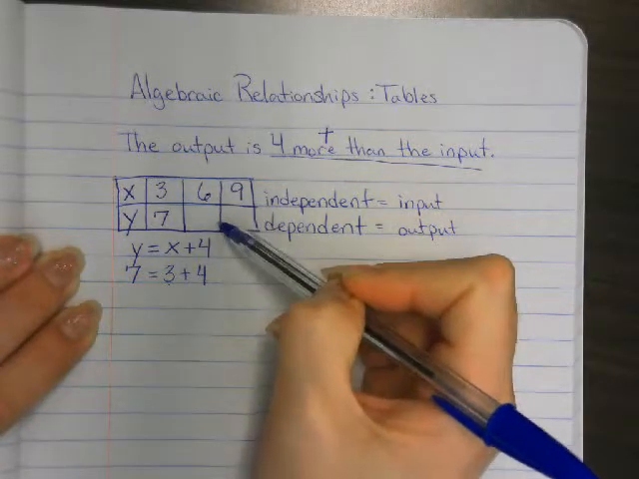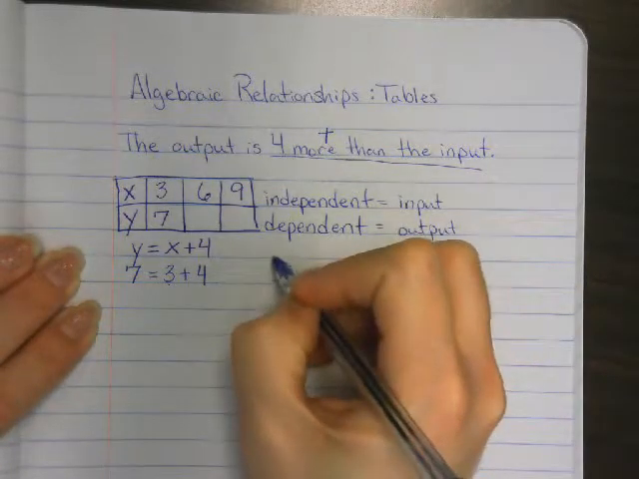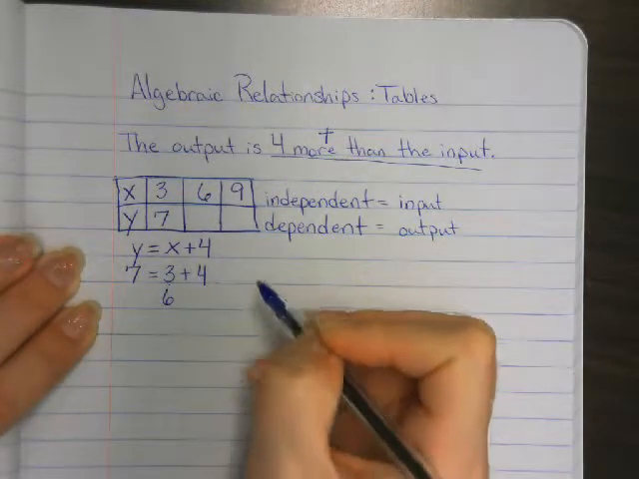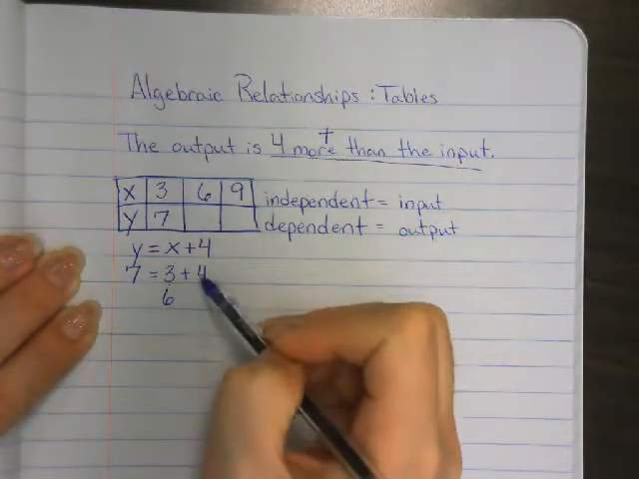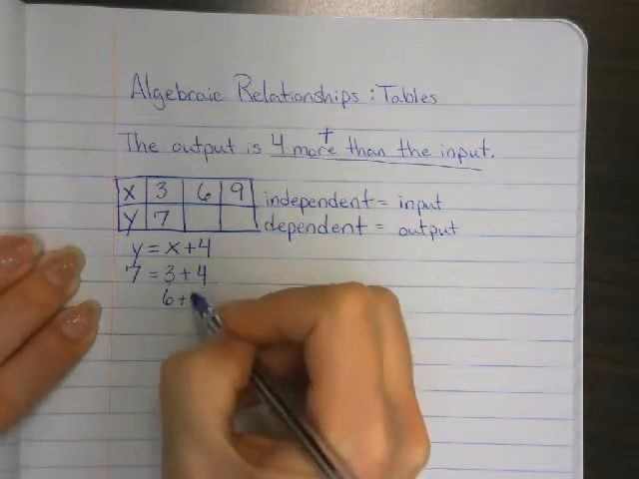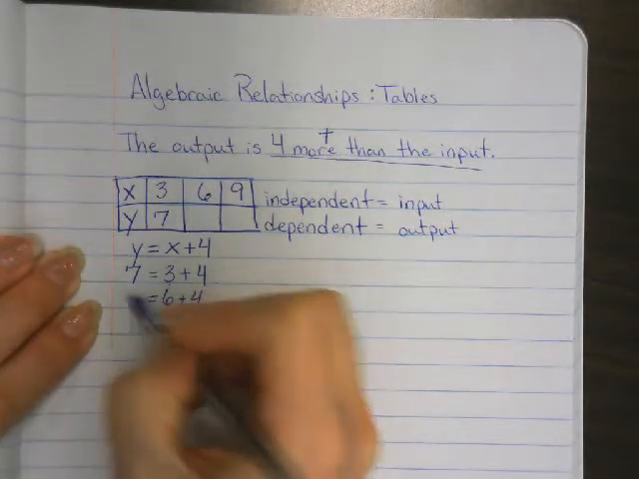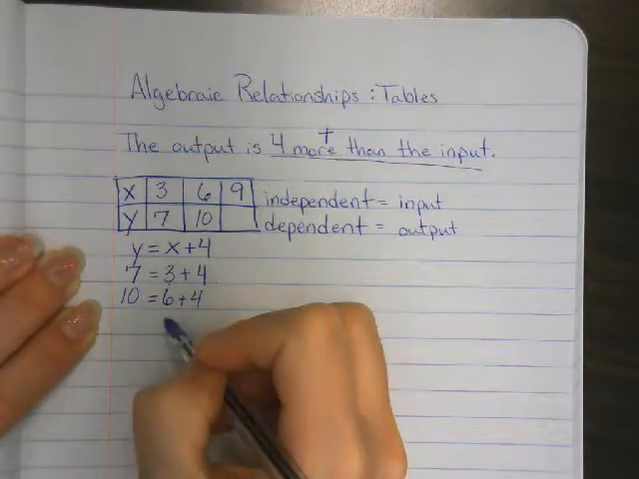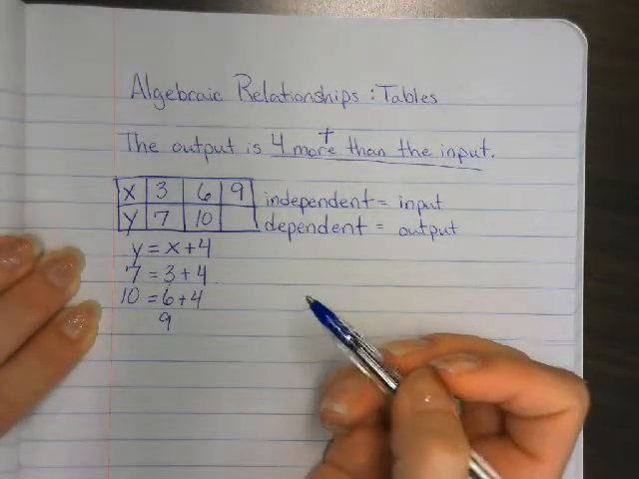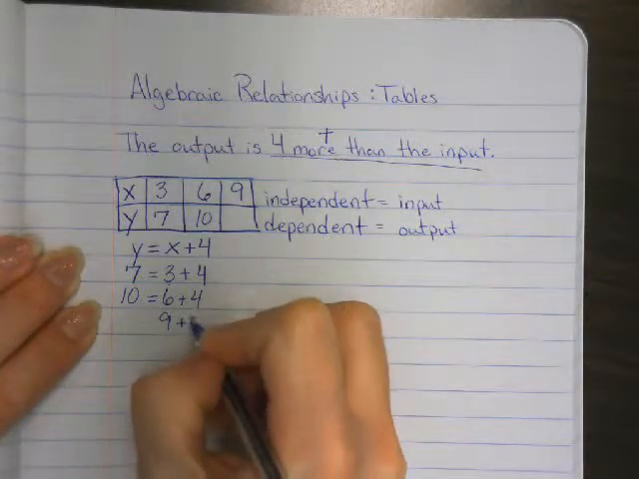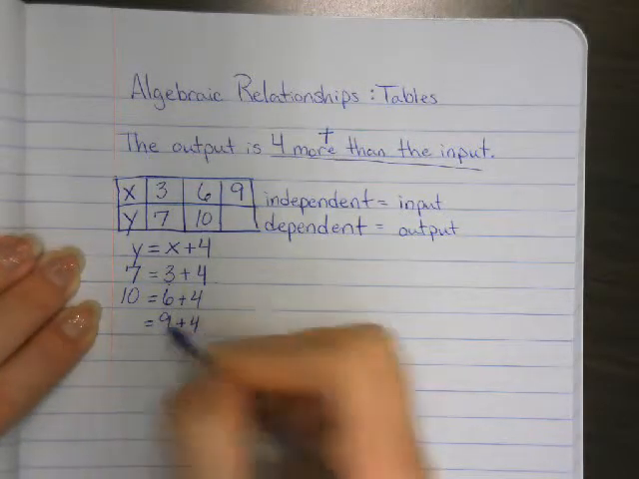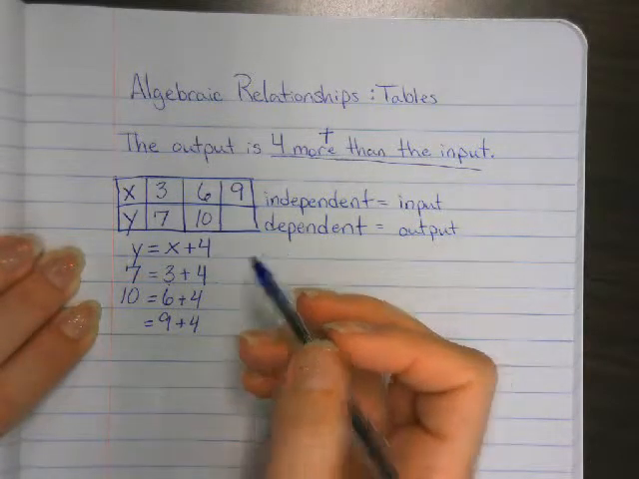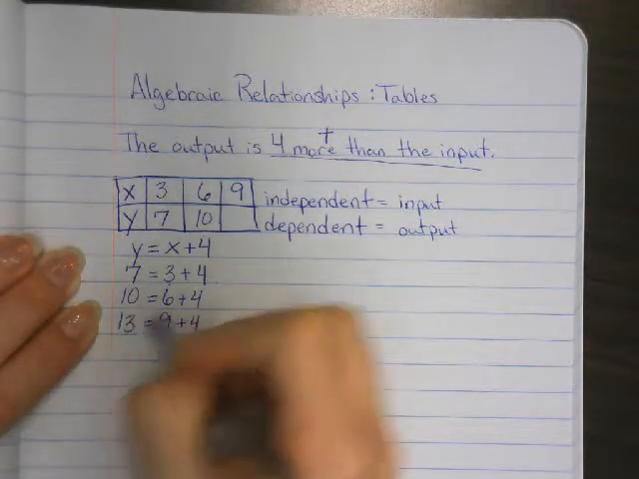So my y value is 7. The same thing happens here. You plug in 6 for the x value. My rule stays the same. I'm continuing to add 4 each time. So my y value is 10. And lastly, I plug in my x value. I continue to add 4. That's my rule. And therefore, my y is 13.